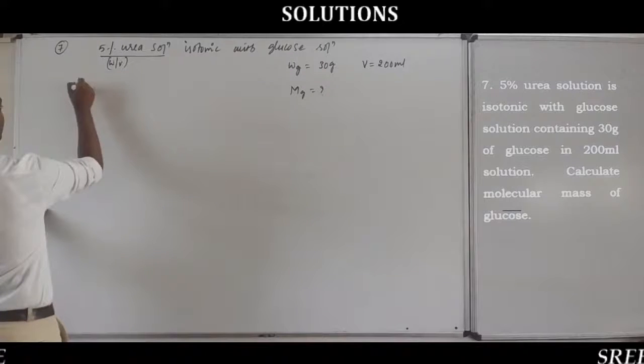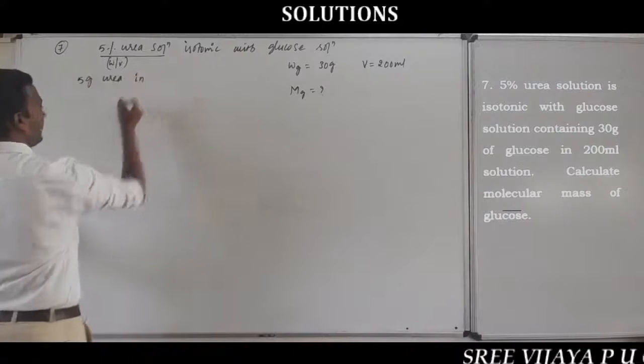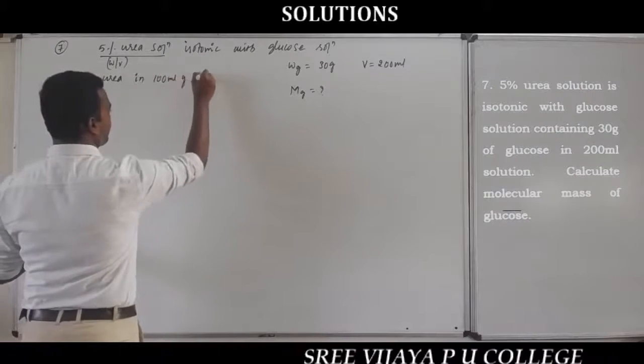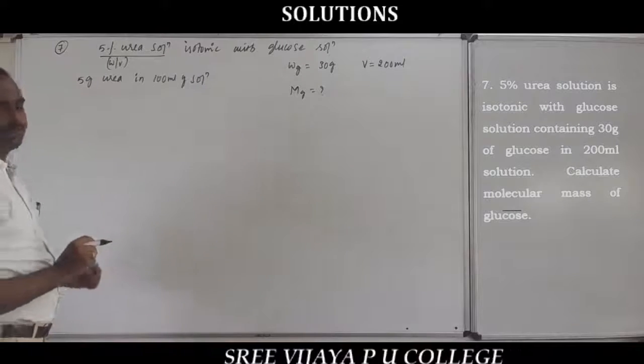5 gram of urea dissolved in 100 ml of solution. That is the meaning of 5% W by V urea solution.